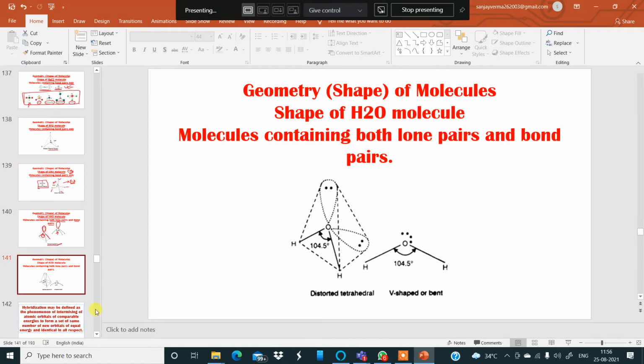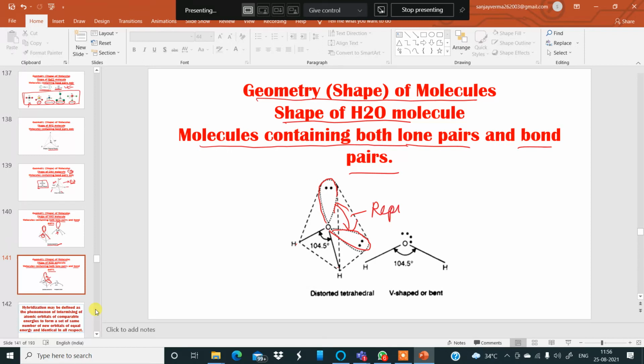Then moving to the next example, the geometry and shape of the water molecule. Here the molecule contains both lone pairs as well as bonding pairs. In the water molecule, if you see, H2O, there are two lone pairs. Okay, there are two lone pairs, and this lone pair repulsion is maximum.